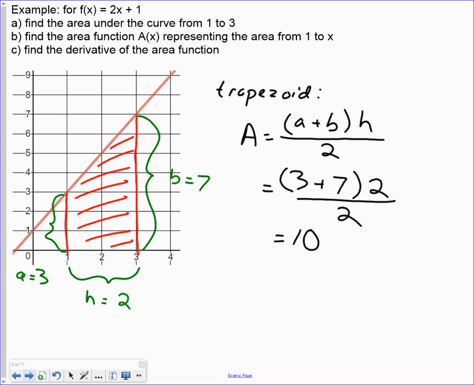So we know that if we're thinking of this in terms of our area function, A at 3 is equal to 10. Okay, when we set the end point of our area accumulation function at 3, we get a value of 10. Okay, now let's go ahead and try part B here, where we find a general function that we could use to calculate the area underneath this line for any value of x.